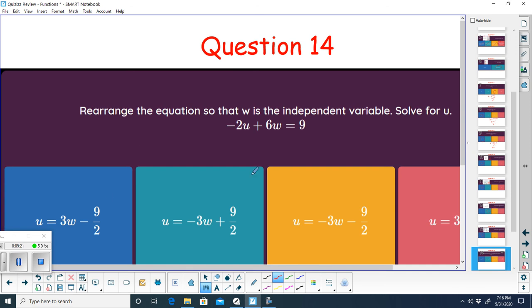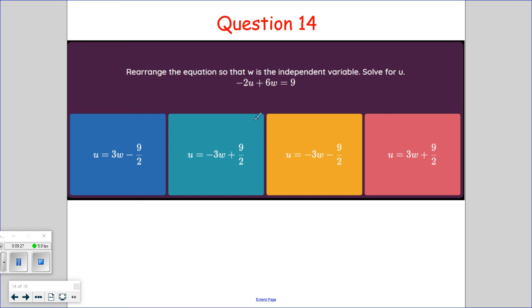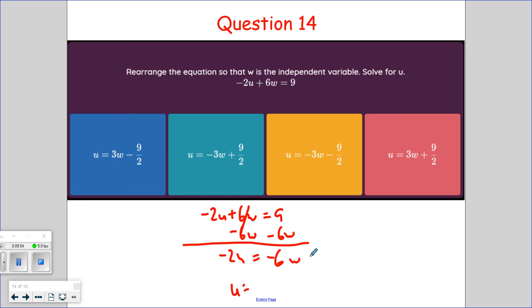Number 14. Rearrange the equation. I'm going to go back to the full screen view. Rearrange the equation so that w is the independent variable, or solve for u. So here's the equation: -2u plus 6w equals 9. We want to get u by itself here. So what would I do? I would subtract 6w from both sides. So my new equation would be -2u equals -6w plus 9. And now I would have to divide both sides by negative 2. If I divide that side by negative 2, I have to divide this side by negative 2.